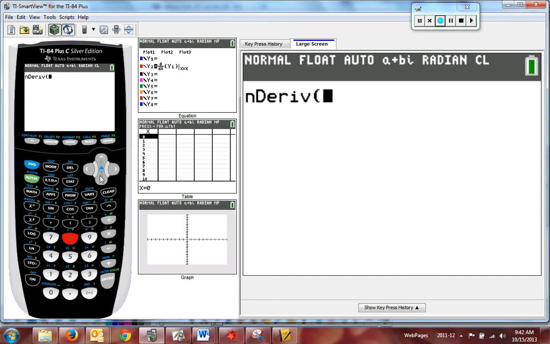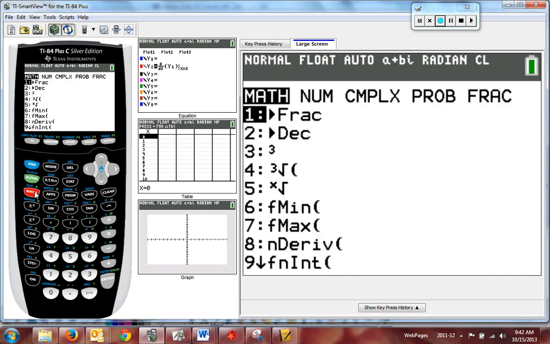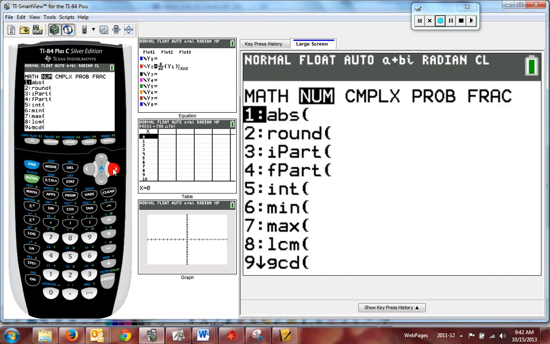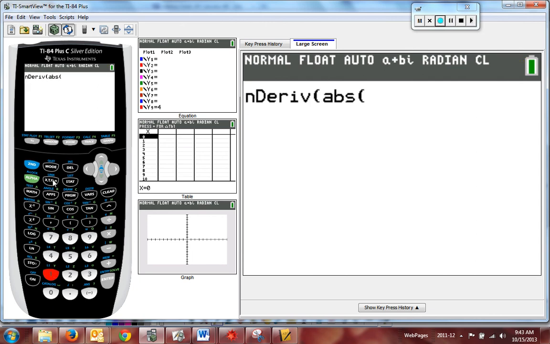Do y'all know where absolute value is? Under the math menu, move over to number, and choose number 1. So I need the absolute value of x, and then I'm going to put a comma. I'm like, okay, I've got the function in. All right, hold your thought. You have nice math print. We'll come back to you. This is more for the people who don't have math print.